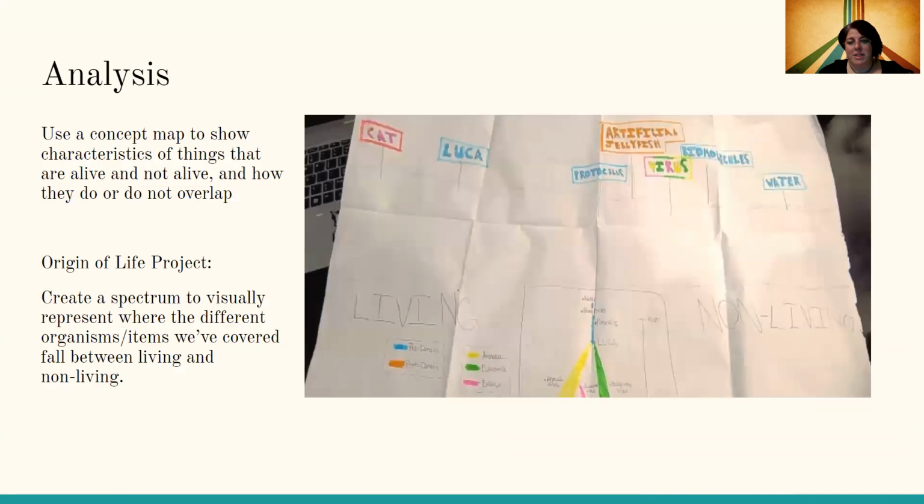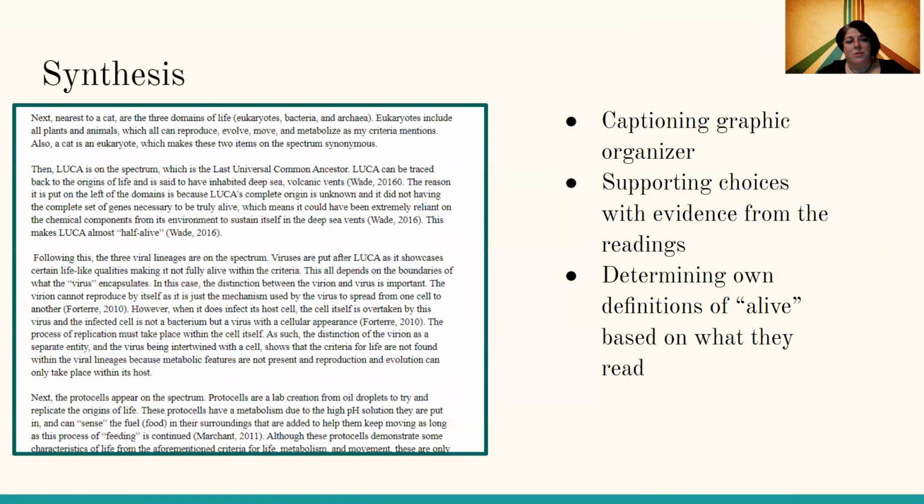And then the last step was basically to take this visual that they had and explain it and support it with evidence. So an example is over here on the left. So the student is looking at LUCA, for example, at the beginning, and it talks about what we know about LUCA and why we would reflect on it being in that particular area. And so they can use what they know and the evidence that they've gathered from these readings to support their answer.